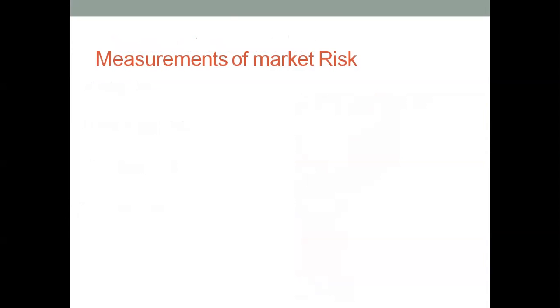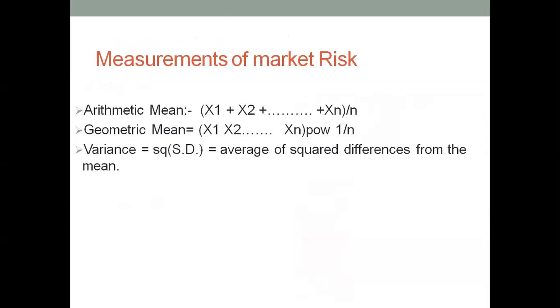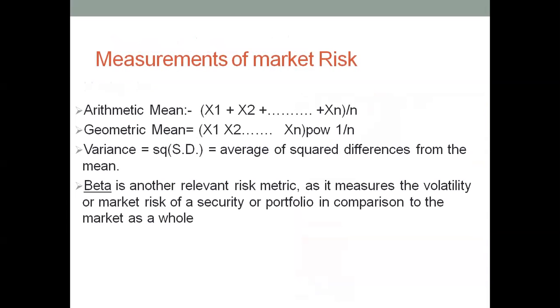Now we move on to measurements of market risk. First measurement, arithmetic mean for return. Geometric mean also gives a good amount of return, that is CAGR. Variance, we have already seen that variance is a good measurement of risk, so it can also be used to measure market risk. Beta is another relevant risk metric.